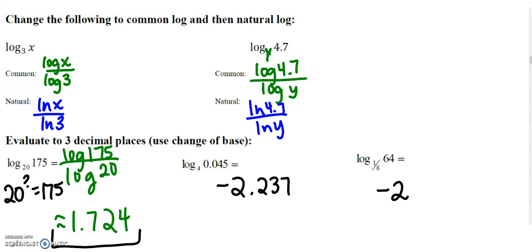All right, there are your answers. If you've got questions about those, make sure you check with your teacher, but those should really just be calculator plug and chug type problems.